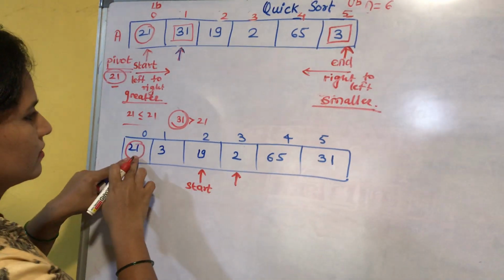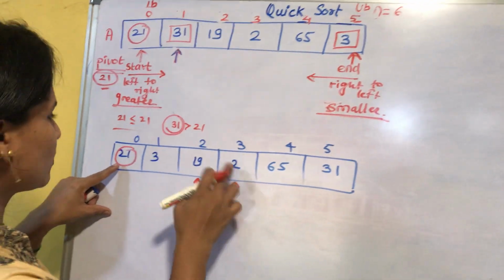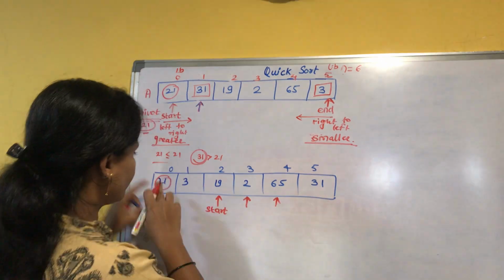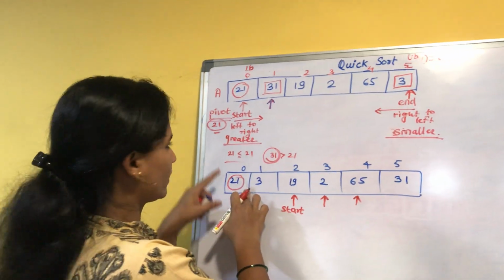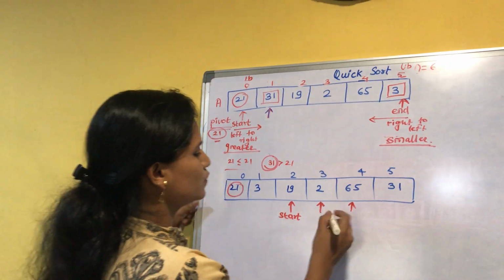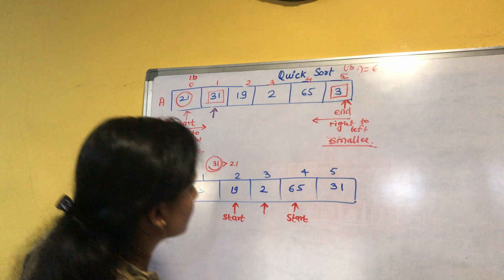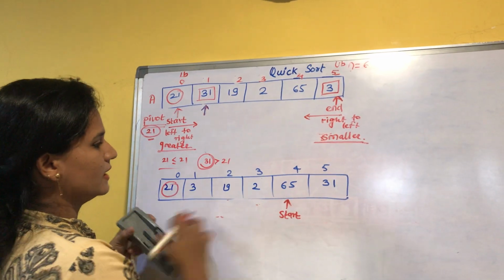Again we will increment, again we will check our 21 and 2. 2 is smaller than 21, isn't it? Again we have to increment the start. Again we will check 21 and 65. 65 is greater than 21. Okay, greater than 21, so we have to stop here. Now my start is pointing to the 4th index at 65.